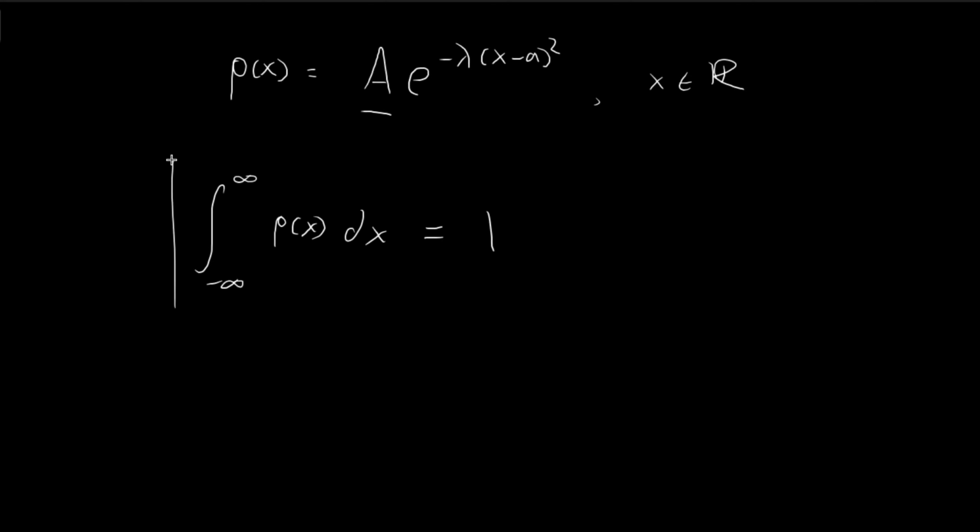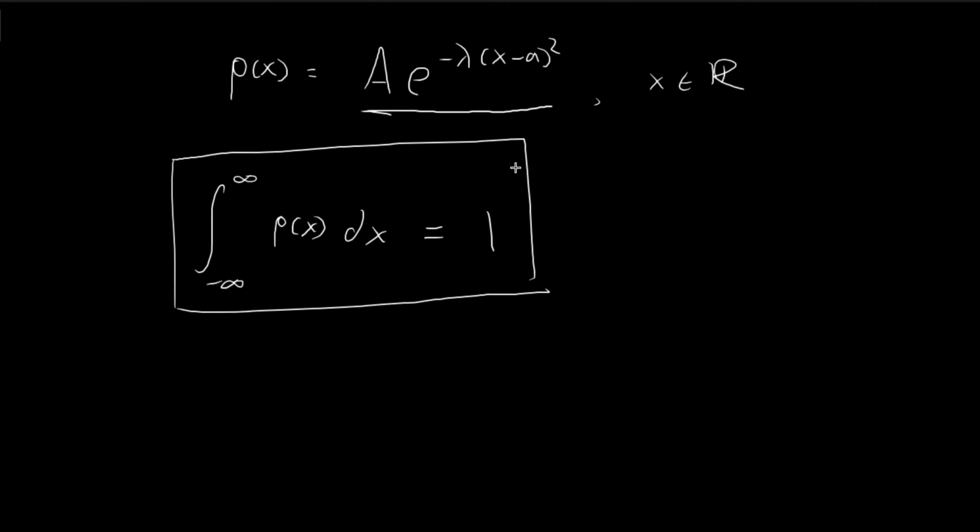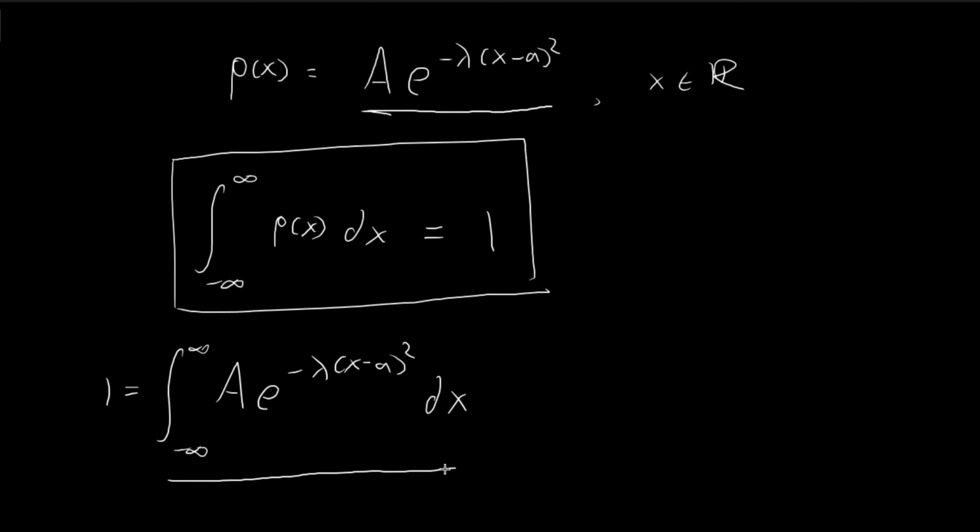So using this relationship, we can integrate this expression directly, and using the fact that this integral should be equal to 1, we can deduce what capital A should be. We're going to start off by integrating this expression. Capital A should be a value such that this entire integral is equal to 1. And now the challenge is to evaluate this integral.